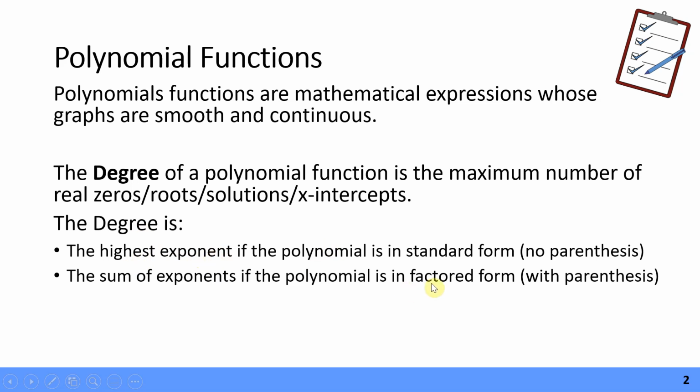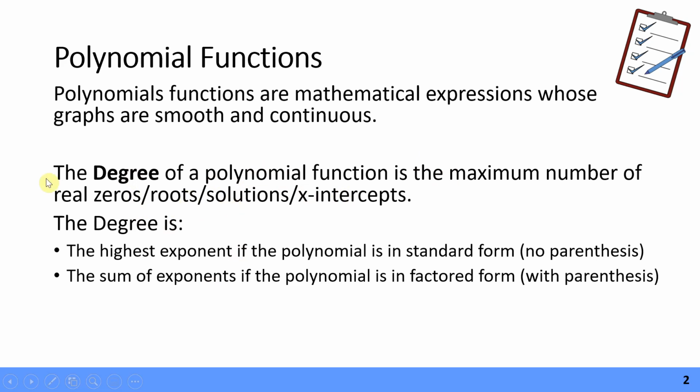Now, if your polynomial is in factored form, meaning that there are parentheses, in order to find the degree, we're going to have to find the sum of the exponents. That means we're going to have to go through and add all of the exponents, okay? It's pretty simple. That's how you're going to find the degree. And like I mentioned before, the degree is important because it tells you the maximum number of x-intercepts you can have, or roots, right? It all means the same thing.